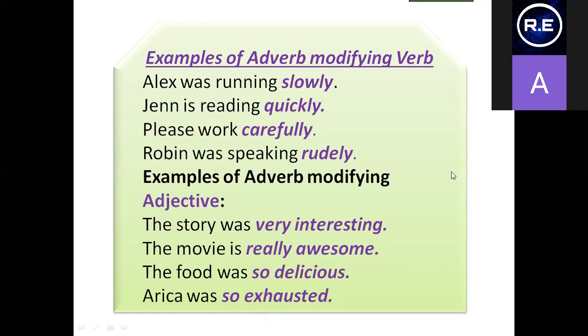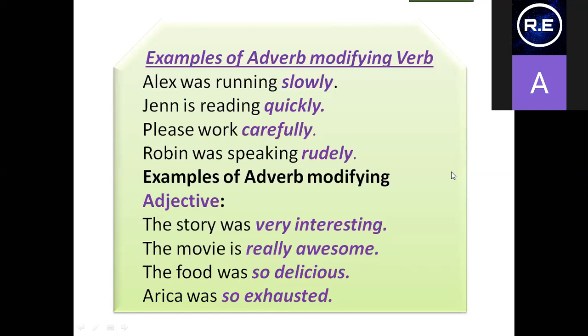Now, the second one is if I have an adverb that comes to modify adjectives, like very interesting, really awesome, so delicious, so exhausted. Why? Because very, really, and so here come to describe what?